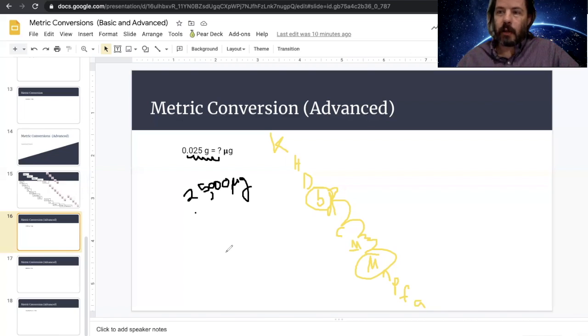And I always do mine on the wrong side, just saying. So anyway, 25,000 micrograms is equal to 0.025 grams. All right, let's take a look at another one.